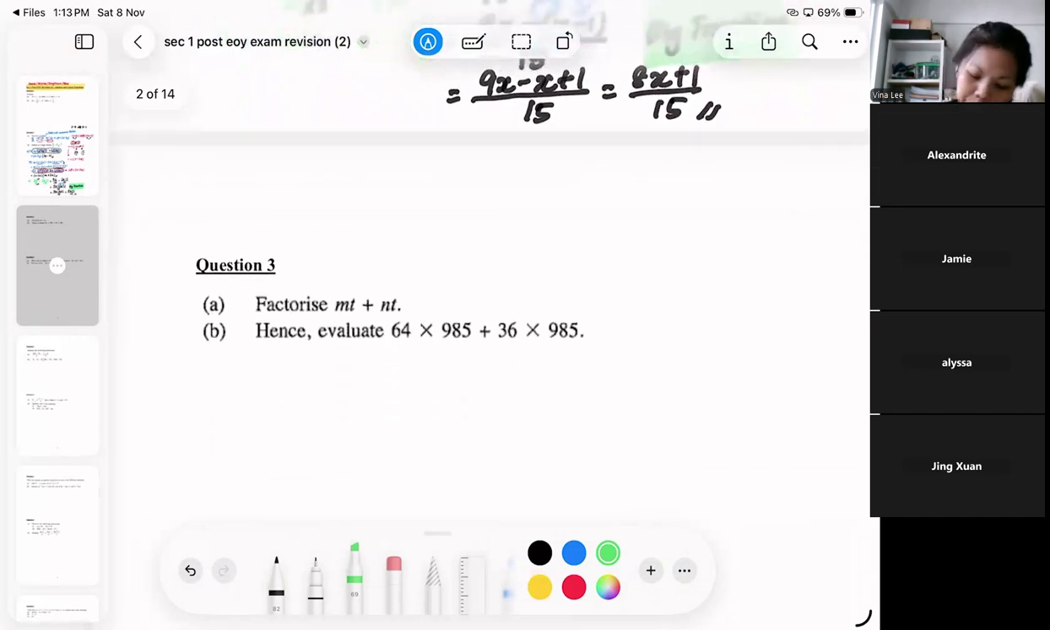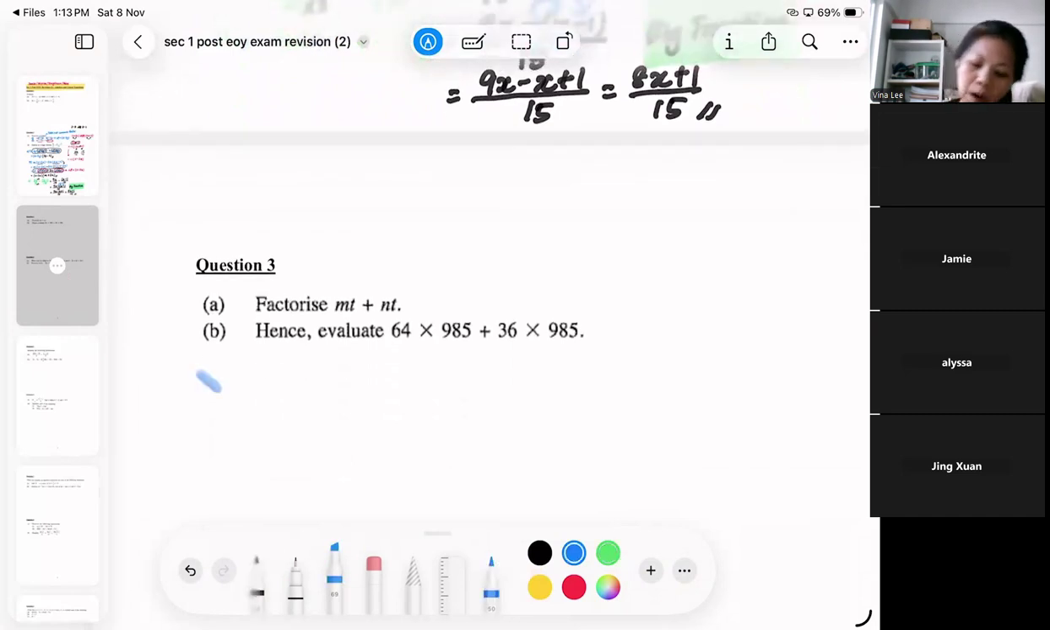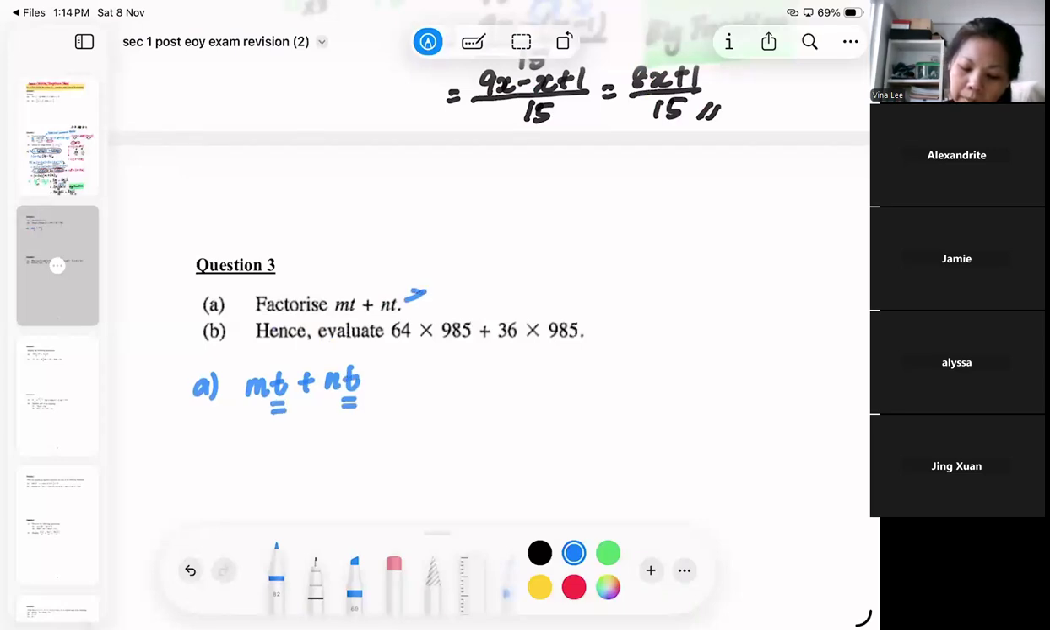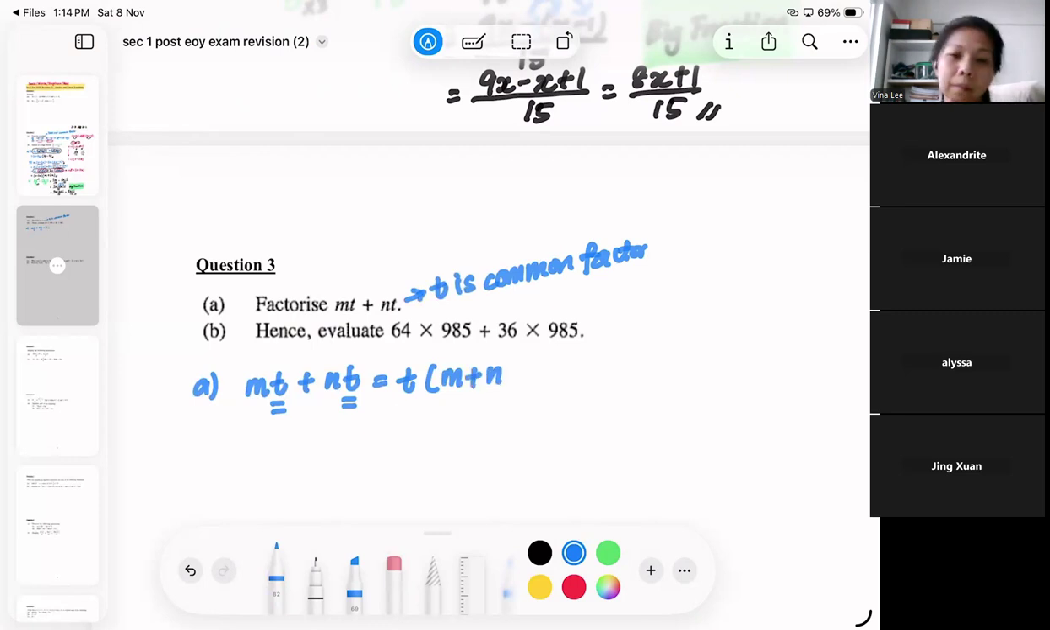I'm quite sure that for part A, all of you can factorize. I'm quite sure you can see that T is the common factor. When you take out T, you are left with M plus N. So that is just the answer. That's all.